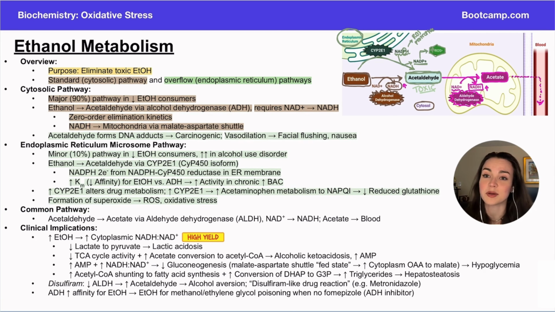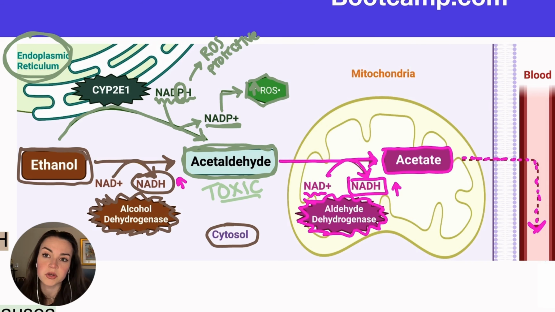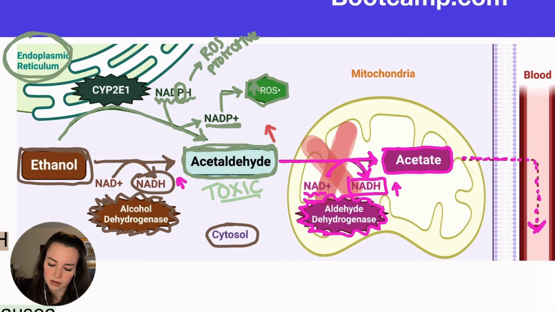Then we talked about that common pathway of, okay, what happens after we formed this toxic acetaldehyde intermediate? It's going to turn into acetate via the enzyme aldehyde dehydrogenase. It's another reaction that requires NAD+ to turn into NADH, and then that acetate can go out of the cell and into the blood. Something I want to talk about here quickly is what would happen if aldehyde dehydrogenase was defective. Well, if we can't break down acetaldehyde, we're going to get a buildup of acetaldehyde.